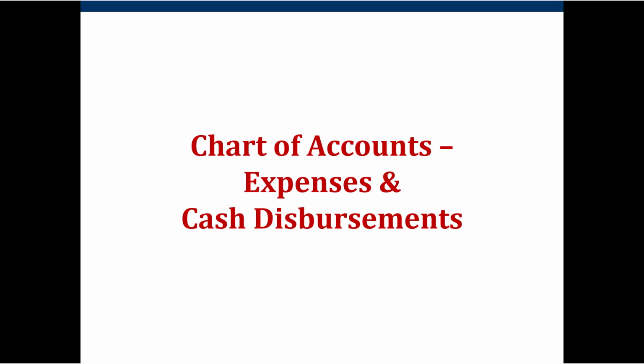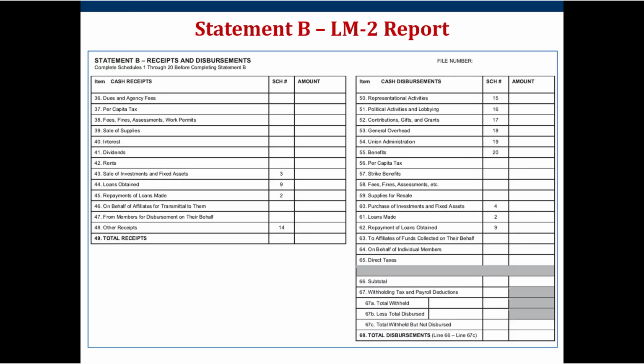Before we get into this section, I want to take a look at Statement B of the LM2 report. Statement B is receipts and disbursements. The column header on the left side of the report is cash receipts. These are the LM2 reporting lines for cash receipts and income. The line numbers for the reporting lines were used as the LM2 component for our account numbers.